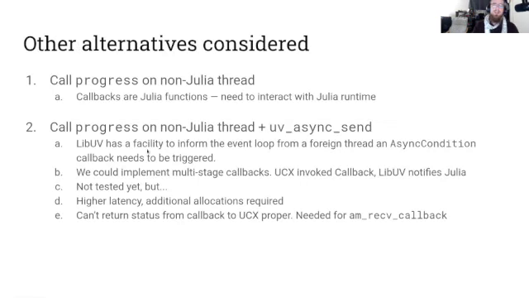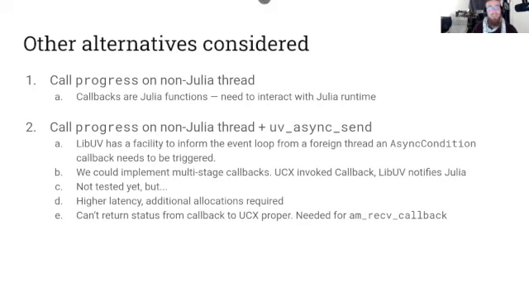Other alternatives I considered: the default answer might have been, well, just start a non-Julia thread, execute the progress function on that non-Julia thread, and everything should be fine. Well, the problem is callbacks are indeed Julia functions. They will interact with the runtime. They will do garbage allocation. They will do task switching. I can't do that on a non-Julia thread.